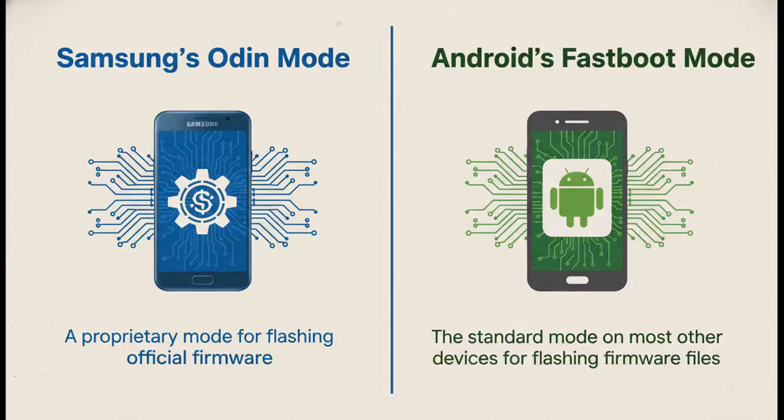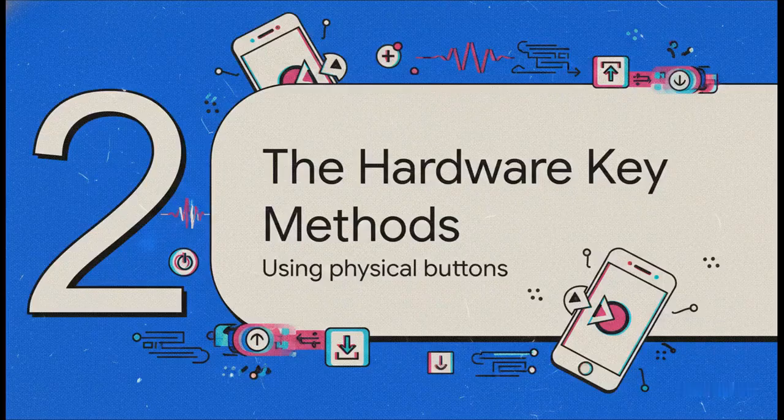And here's where Samsung kind of goes its own way. See, most other Android phones use a standard thing called fastboot mode. But Samsung? Nope, they have their own proprietary system, Odin mode. It's built from the ground up to work specifically with their tools and their firmware, which makes it pretty unique in the Android world. Okay, enough theory.